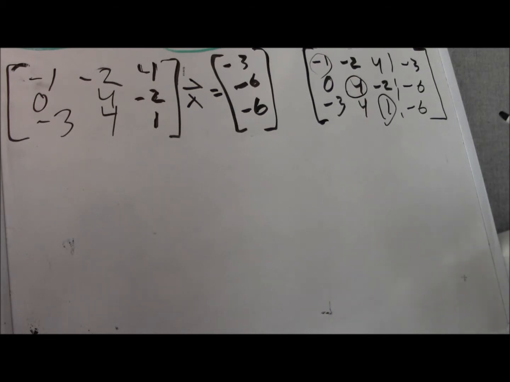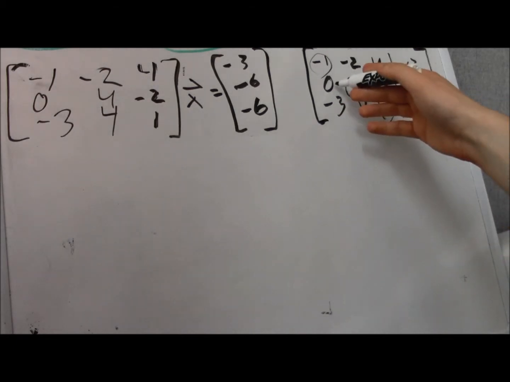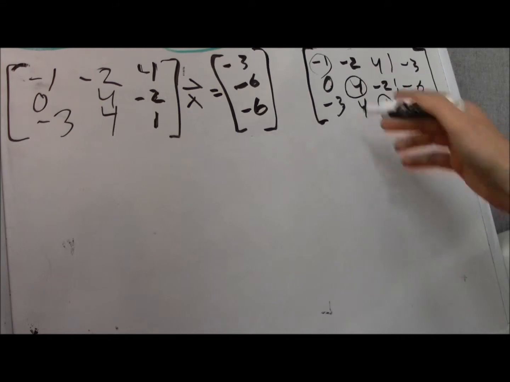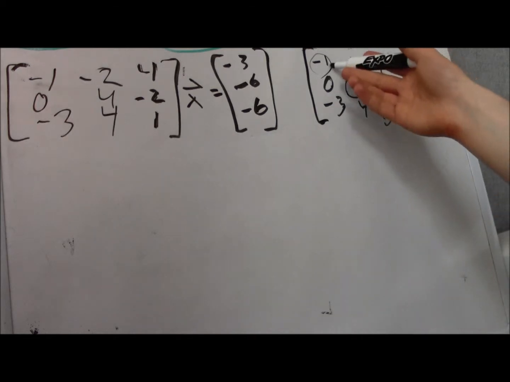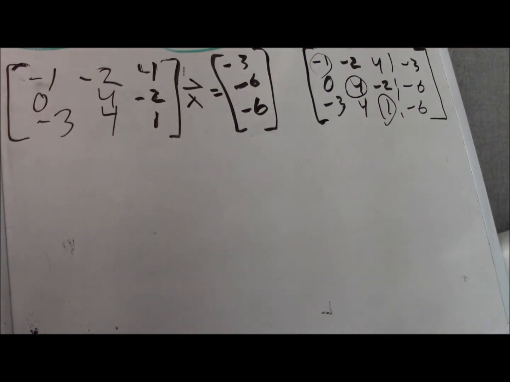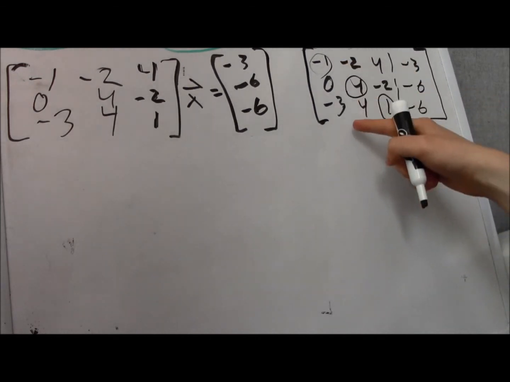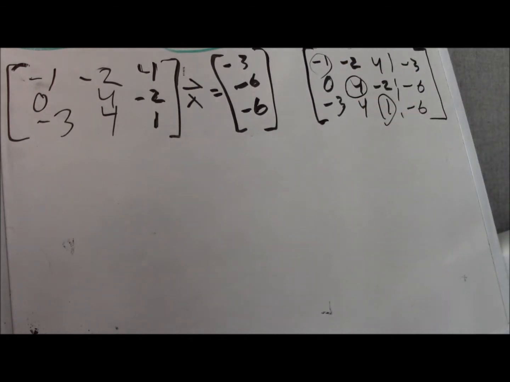So first, we have a 0 here, so we want to get this to be 0. So we're going to add, we can see that we have -3 times this row plus this row. That'll give us 0.